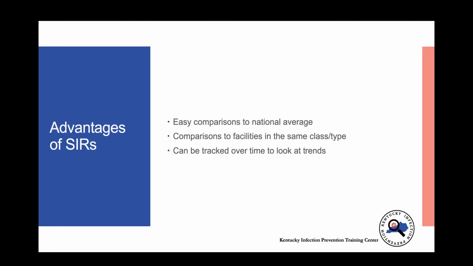One of the advantages of SIRs is that we can make easy comparisons to a national average because, again, if we look at 1.0 as that baseline, then we can say we're either above or below. And we can also make comparisons to facilities of the same class and type. So, for example, let's say we're a critical access hospital, we could look at other critical access hospitals and see how we shape up by comparing the confidence intervals. Again, there is a little bit of caution you should advise there. But it does allow you to compare to other facilities.